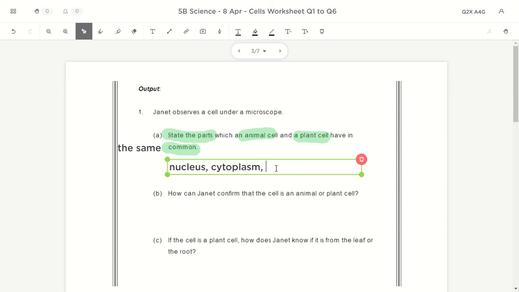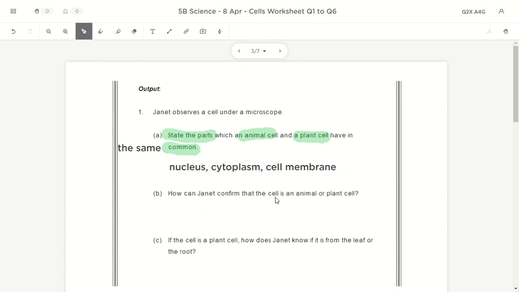Then we go away. Now let's talk about the cell membrane. Yep. Both cells have cell membranes that control what goes in and what goes out of the cell. And then lastly, do both cells have a cell wall? No. Only plant cells have a cell wall. So the only three parts are nucleus, cytoplasm, and cell membrane.